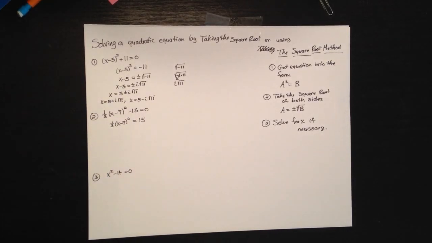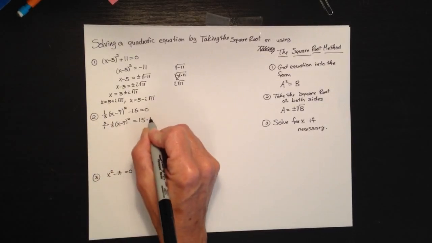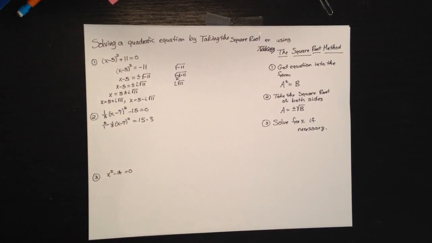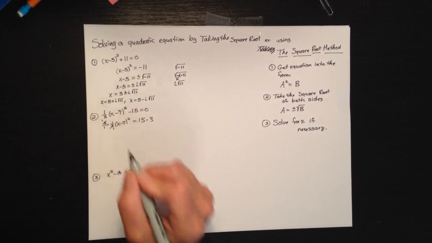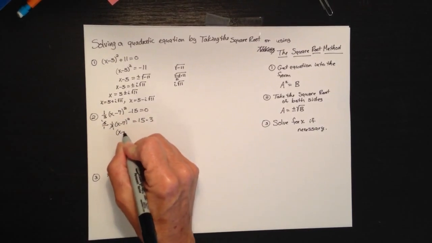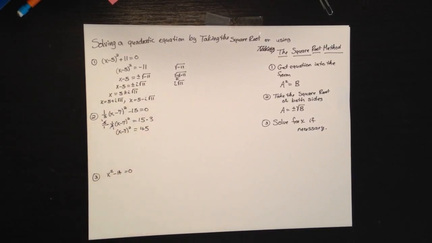Then this is not quite isolated. We need to take care of the 1/3. We can multiply both sides by 3 to keep our equation balanced. So 3 over 1 times 1/3. These 3's will divide out, and we're left with (x minus 7) squared on the left and 45 on the right. Now we have something squared equals something.